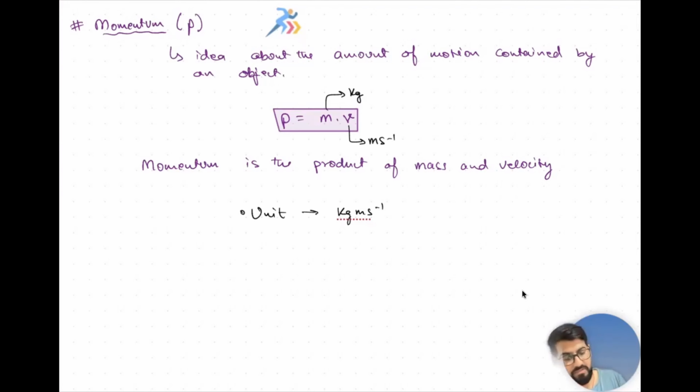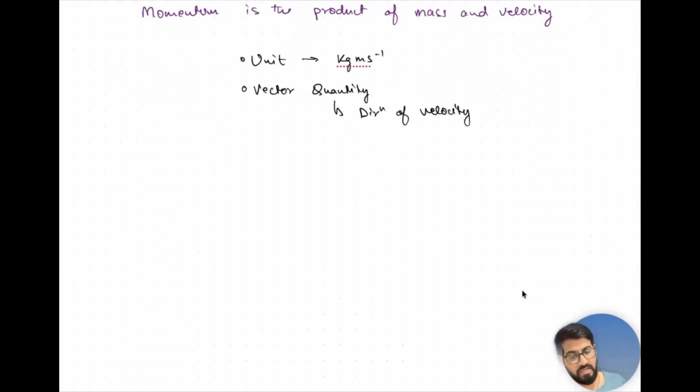And as velocity is a vector quantity, the momentum is also a vector quantity. And the direction of momentum will be the direction of velocity. So in whatever direction the velocity is, in the same direction the momentum will be. Now this is the basic idea of momentum.